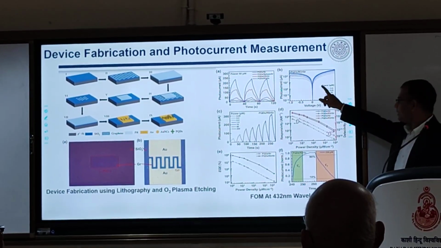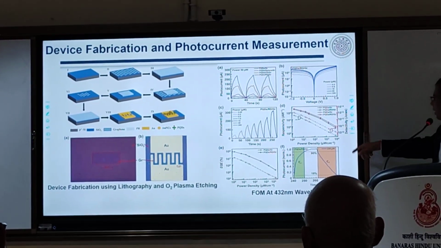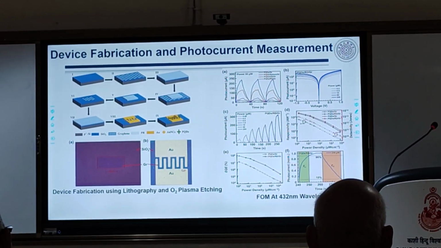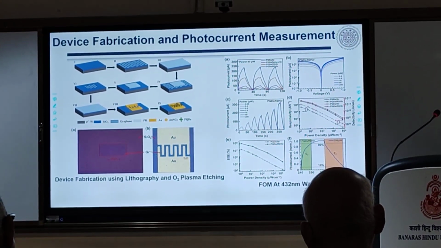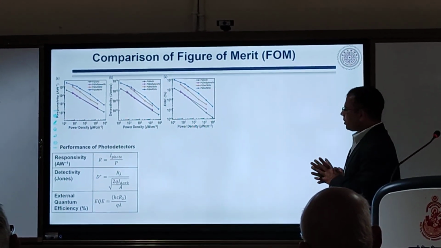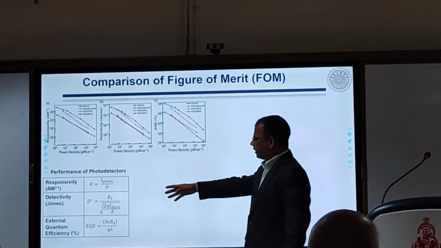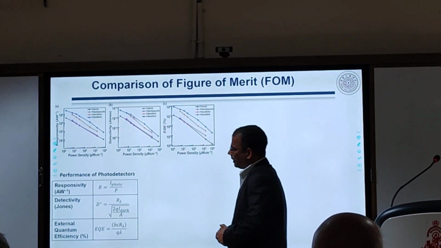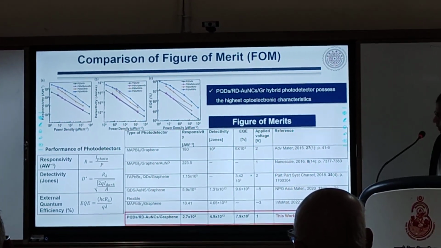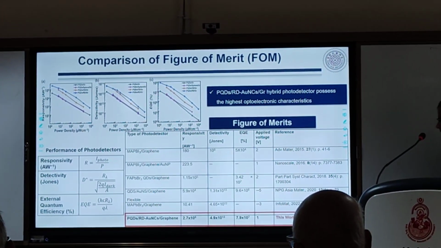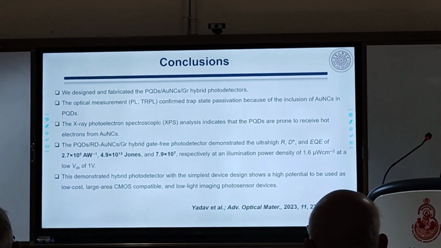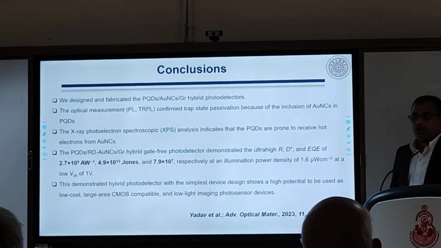Then we focus on the highest one and the lowest one, and we compare the responsivity, detectivity, EQE, and the rise time and fall time. We also compare all four combinations, and we converted the figures of merit using this formula. We compared our result with the previously reported results at that time, and ours was the best, so we were able to publish this work in Advanced Optical Materials.